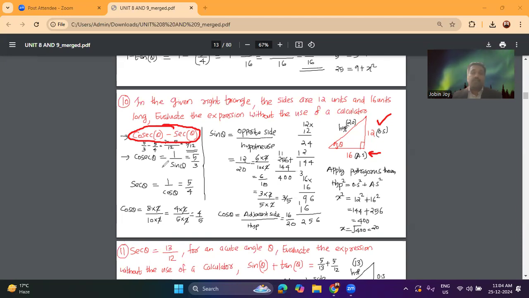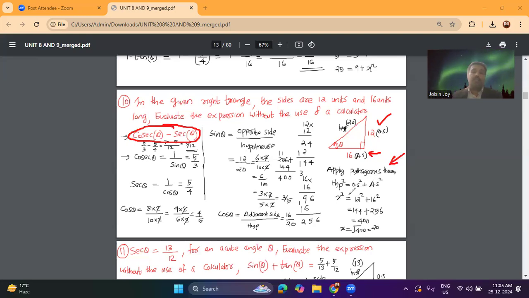What is cosec theta? Cosec theta is the reciprocal of sine theta. That means 1 by sine theta. What is sec theta? Sec theta is equal to 1 by cos theta. So first I will calculate sine theta and cos theta. How will you calculate sine theta? Sine theta is equal to opposite side divided by hypotenuse. But here the problem is I know the opposite side and adjacent side. I don't know the hypotenuse. So what will you do? You can apply the Pythagoras theorem to calculate the hypotenuse.